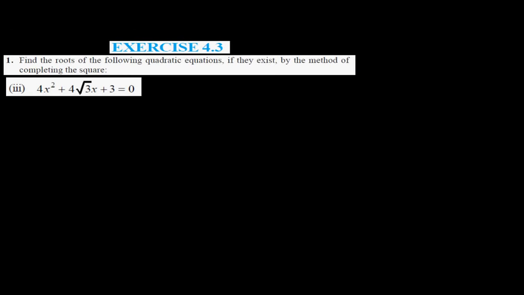Okay, so now let us solve part 3 of question number 1 of exercise 4.3, which says: find the roots of the quadratic equation if they exist by the method of completing the square. So the given equation is 4x square plus 4 root 3 x plus 3 is equal to 0. Let us rewrite this equation once again.